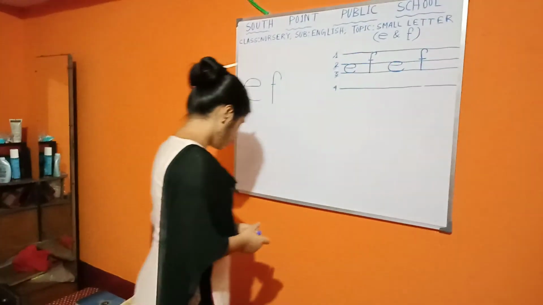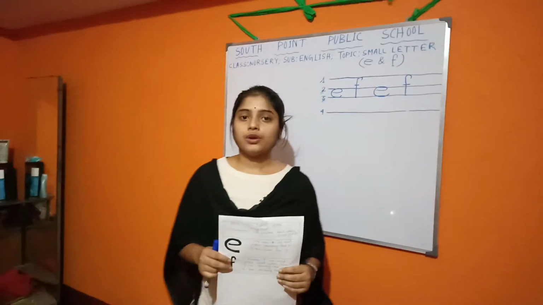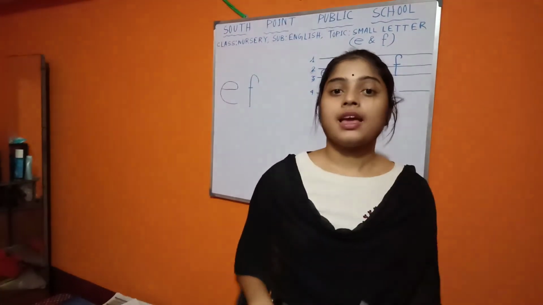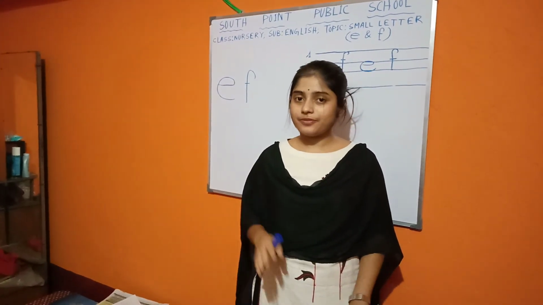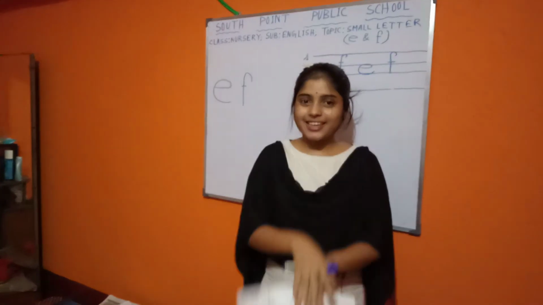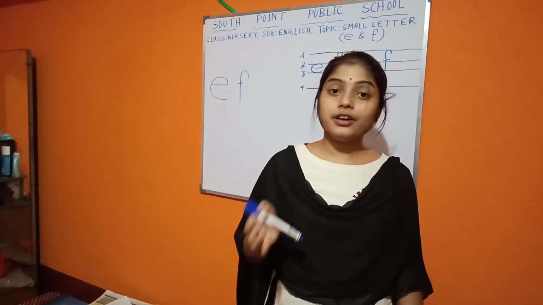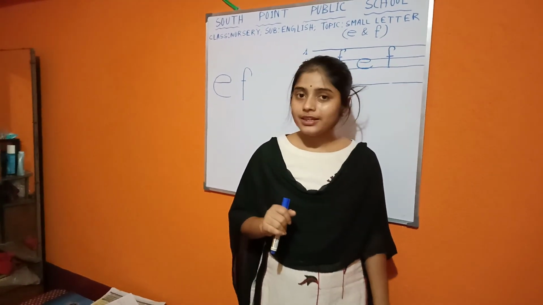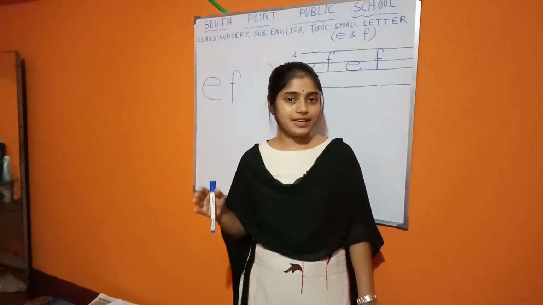Okay? So students, that's all for today. Today we learned about E and F. E for elephant and F for fish. That's all for today. You all watch this video and learn about E and F.